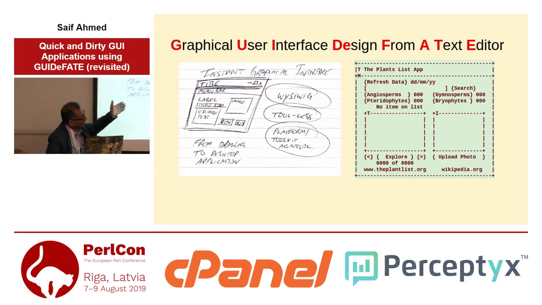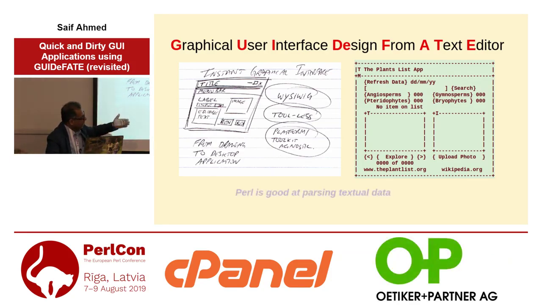So I can take that text, and Perl is good at parsing textual data. You can take that data and find the widgets that you've drawn through your text editor, and you should be able to generate a GUI from that. You can see from the text editor those buttons are in coordinate locations that you can actually transform into coordinates for a widget.